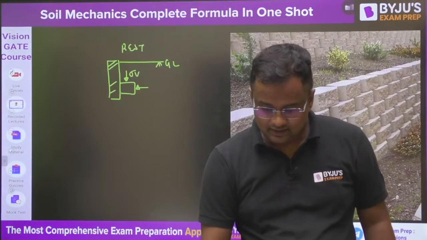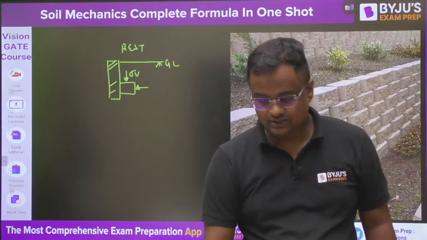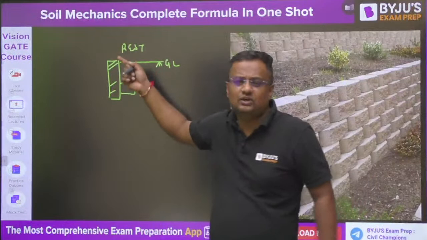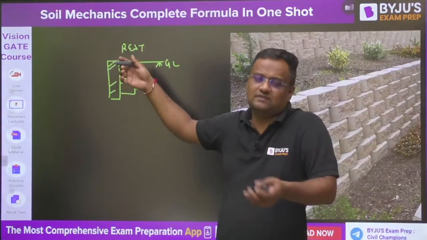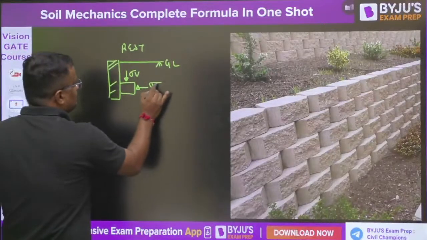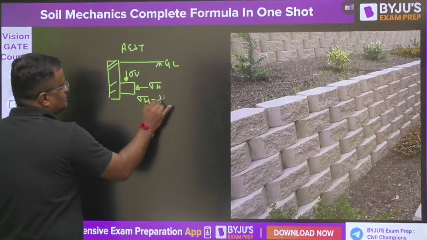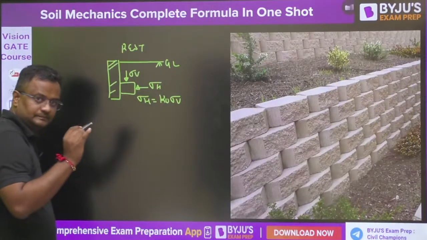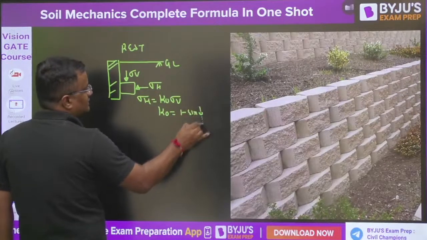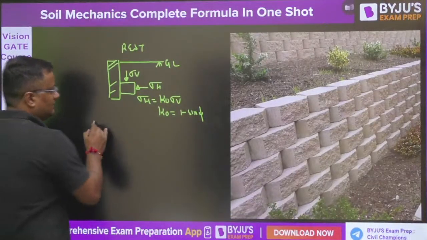Here the pressure at different locations or in different directions is different. So vertical stress is sigma V, that is gamma into H, gamma dry into H. If it is saturated, then gamma saturated into H, like this. And the horizontal stress we want to find out. So when it is rest condition, sigma H is equal to K naught into sigma V, and K naught value is 1 minus sin phi. This is the earth pressure coefficient at rest. So horizontal stress is K naught times sigma V.